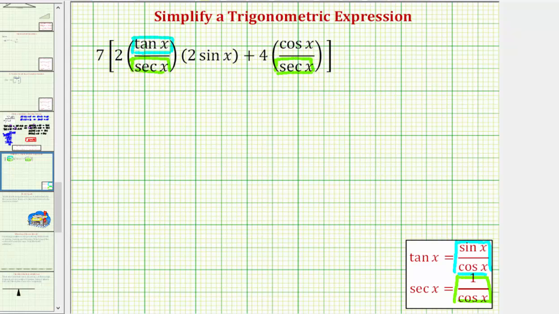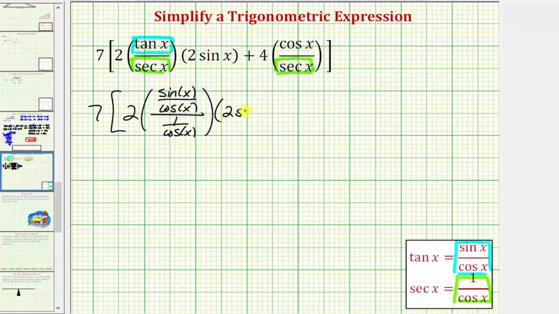So performing the substitution, we would have 7, and then in brackets we have 2 times, again, tan x is equal to sine x divided by cosine x, and secant x equals 1 divided by cosine x. And then we have times 2 sine x plus 4 times cosine x divided by secant x, which is 1 divided by cosine x.